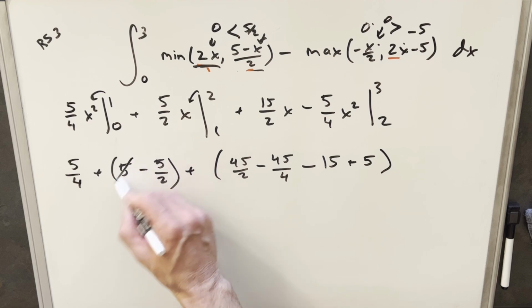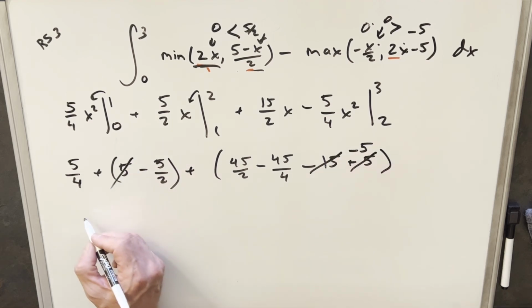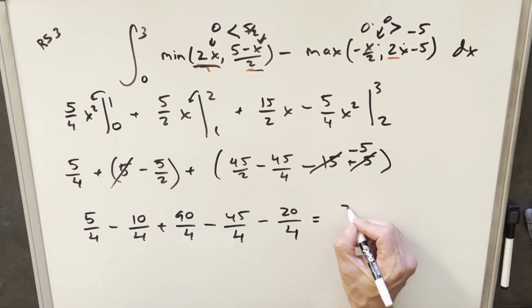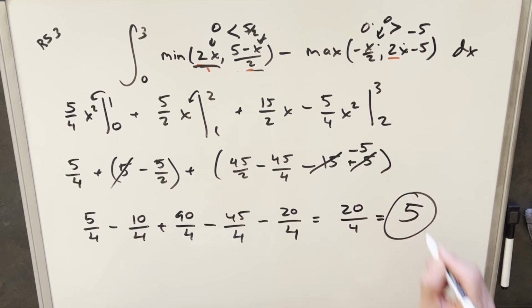Then we'll just simplify this really quick, cancel a 5 and a 5 and a minus 15 and get a minus 5. I'll get a common denominator here for all this stuff. And then when I add and subtract all this stuff, I get 20/4, or our final solution, which is just 5. Anyway, nothing really hard there. It's just kind of straightforward working through the steps.